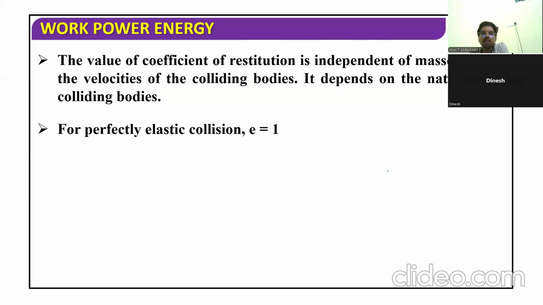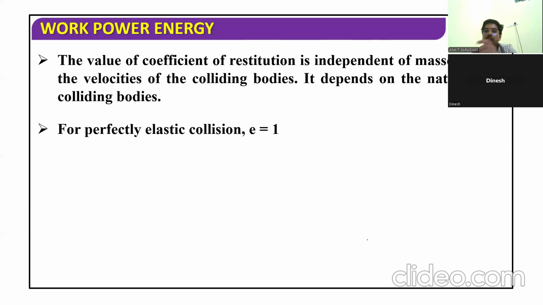The value of coefficient of restitution is independent of the masses and the velocity of colliding bodies. It depends on the nature of colliding body. The value of E, this is very, very important. It is independent of the masses. Clear? And it is independent of the velocity of colliding body. It does not depend on the velocity of colliding body.